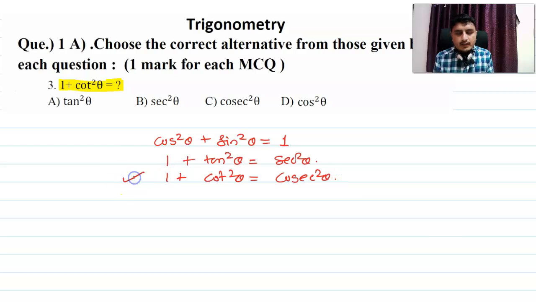So here we have the third identity, 1 plus cot square of theta equals cosec square of theta. So among the given choices, choice code C is the correct one, that is cosec square of theta.